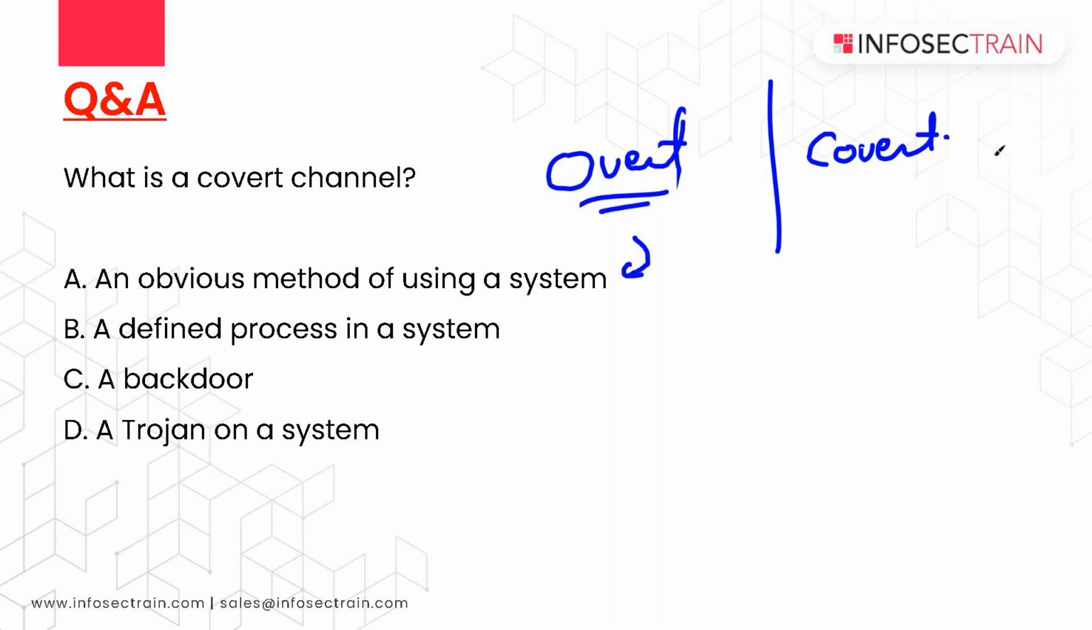Then after this, we have the covert channel. It is an unauthorized way of accessing our system, right? It is a hidden communication channel. It is unauthorized, so that is what we call covert. Whereas when we talk about overt, it is an obvious method, an authorized method through which we communicate. That is the overt and the covert.